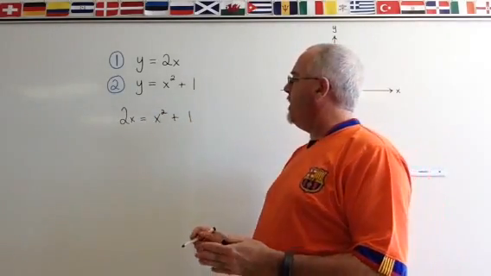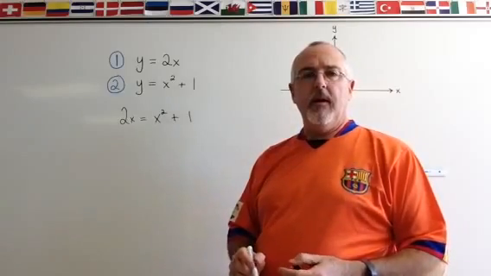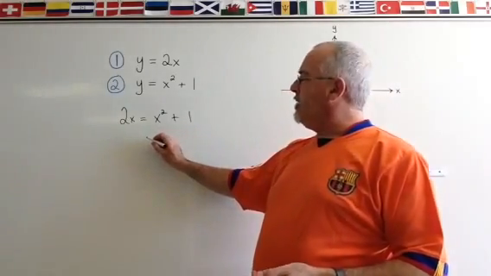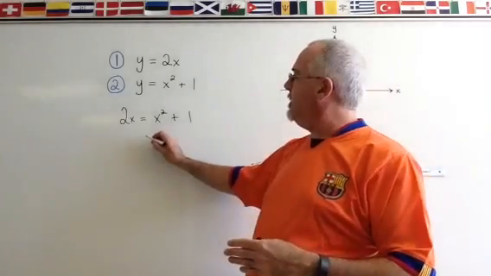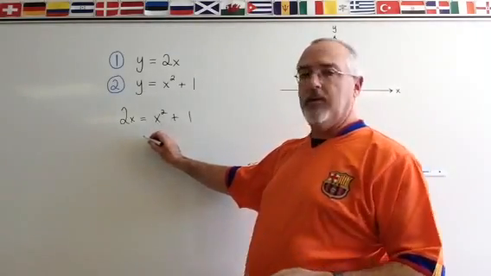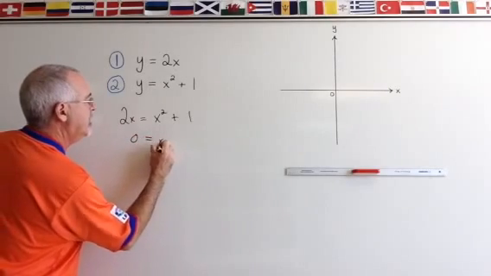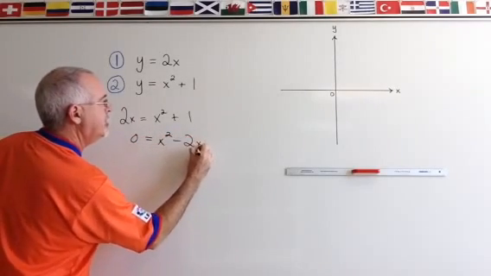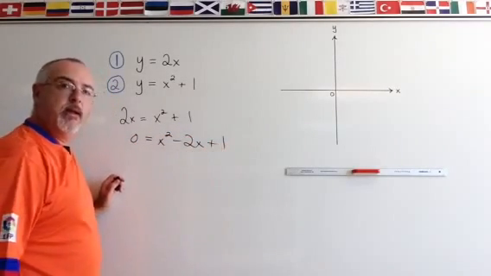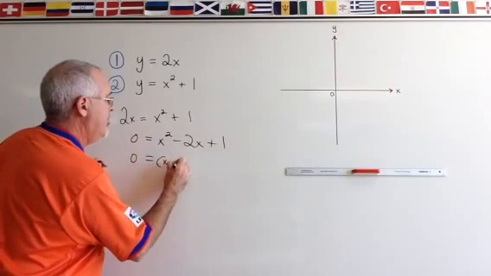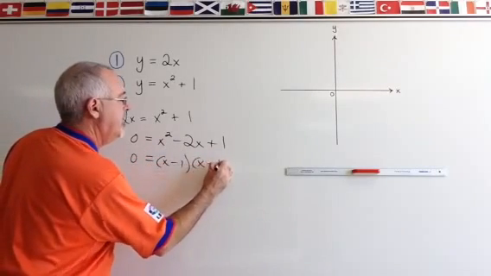Now I can choose whether to solve this with factoring or with the quadratic formula. So I'm going to start by solving it with factoring. I'm going to make the equation equal to 0. 0 equals x squared minus 2x plus 1. Factoring, I get 0 equals (x minus 1) times (x minus 1).